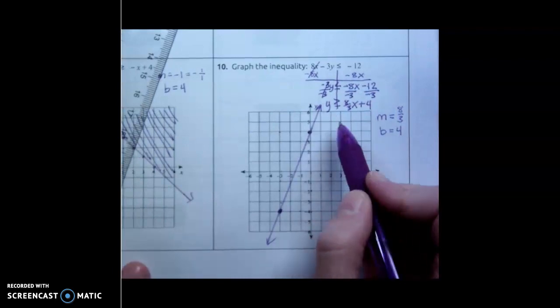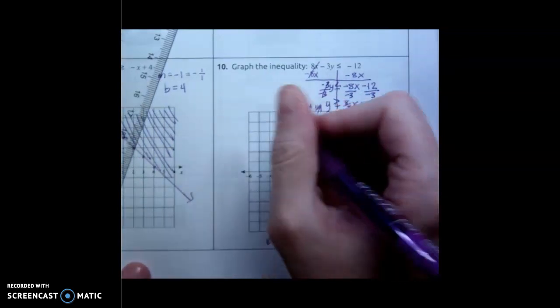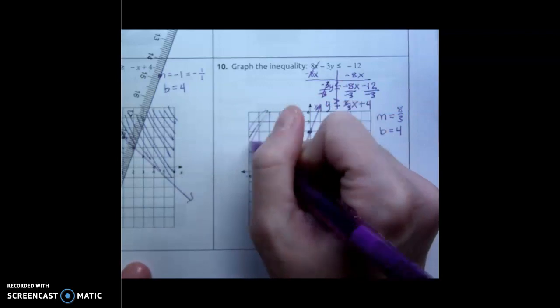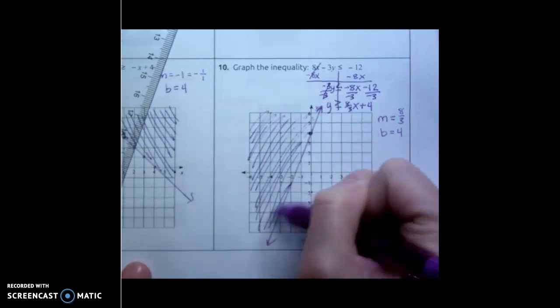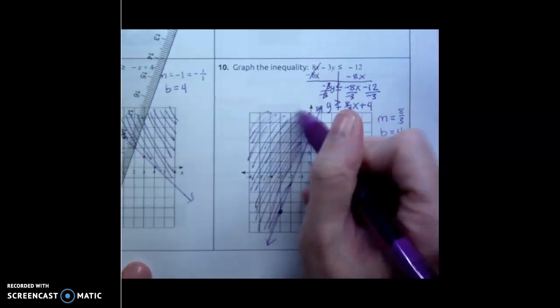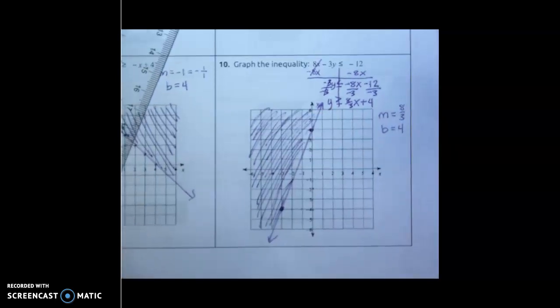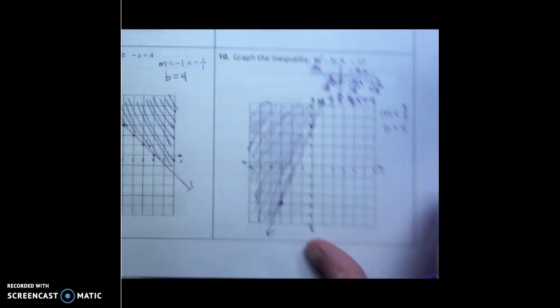And since it's greater than or equal to, we use a solid line and also shade above the line. So your graph should look like this. All right, so now we're going to turn the page and do number 11.